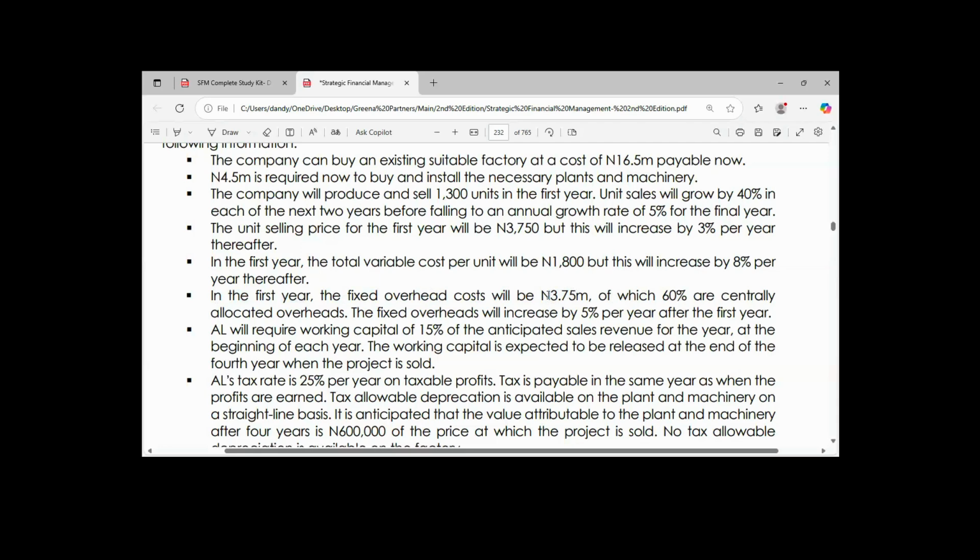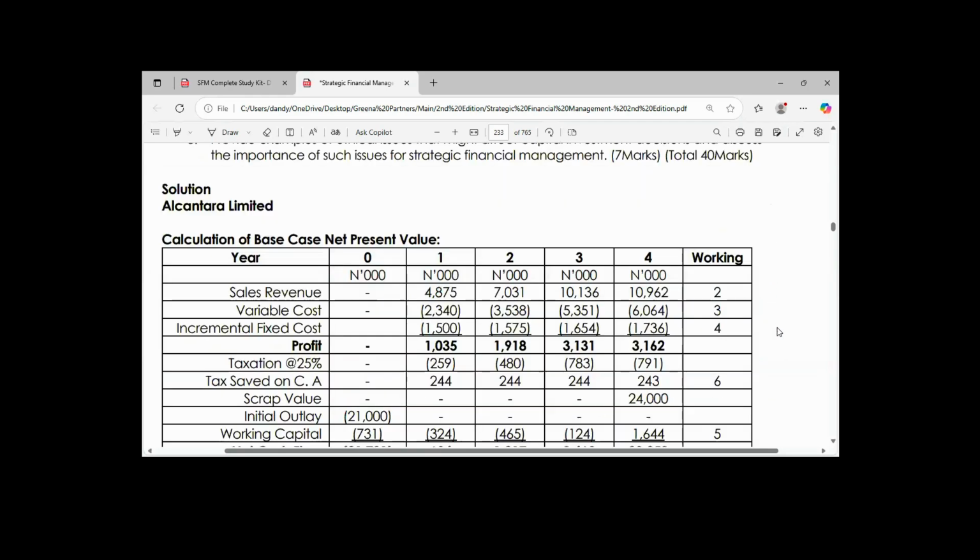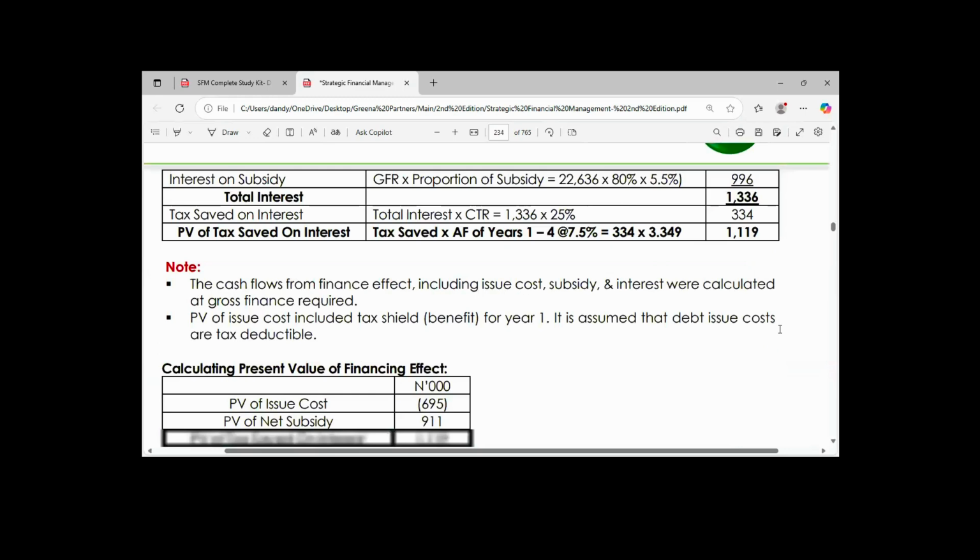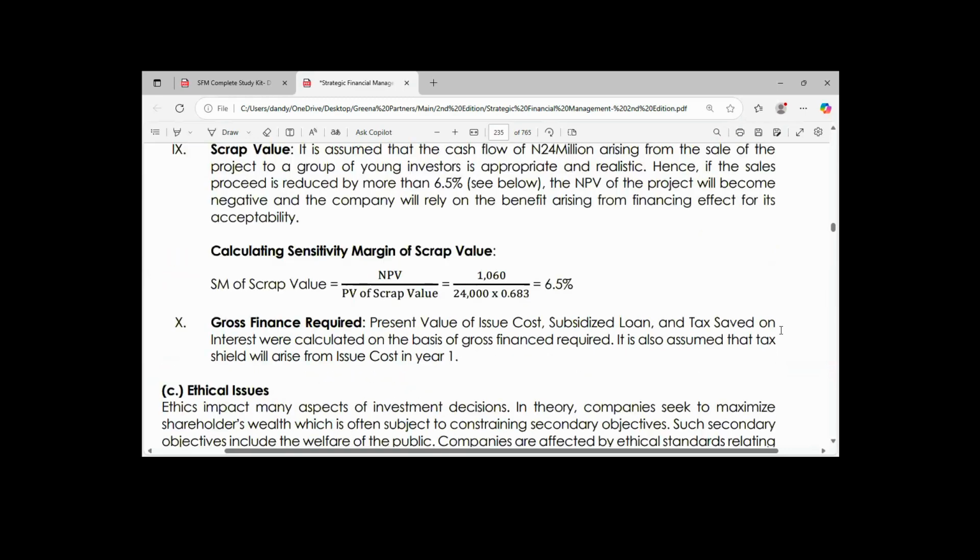Now, you are told that out of this 3,750, 60% is centrally allocated. Centrally allocated overhead means head office charges. It's an allocation, so it's not a relevant cost. That 60% is not relevant, so only the 40% of it is relevant. Therefore, you multiply 40% of 3,750. So that's what you are going to have there. Let's go and do the workings for fixed overhead.